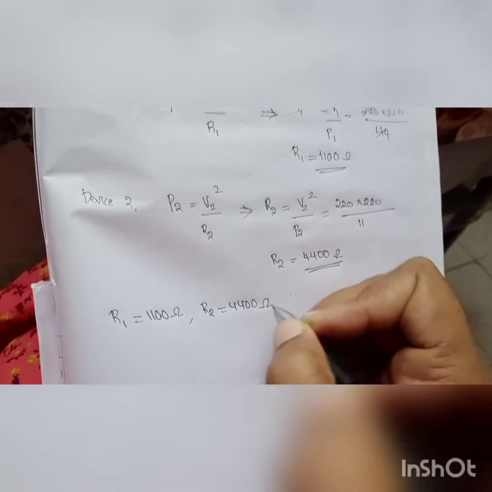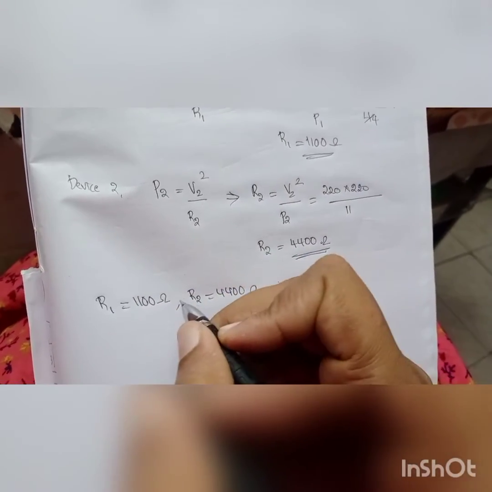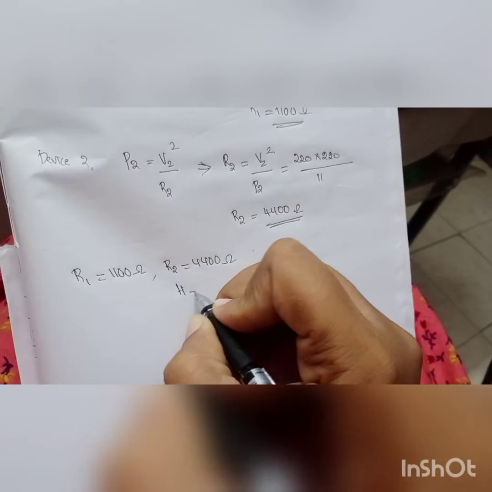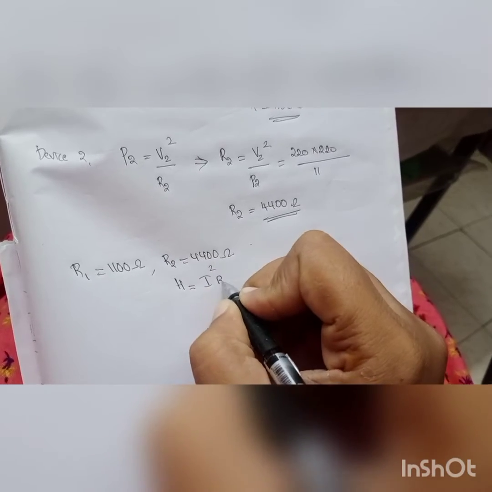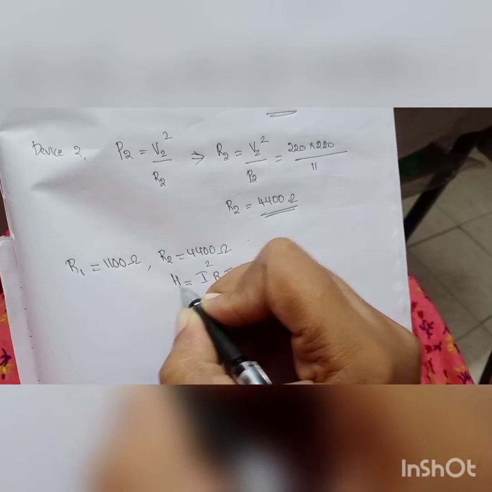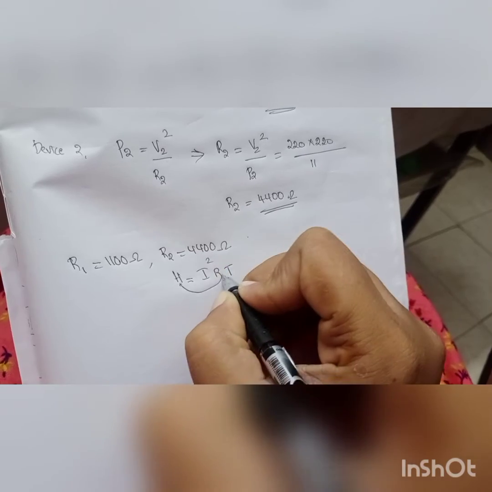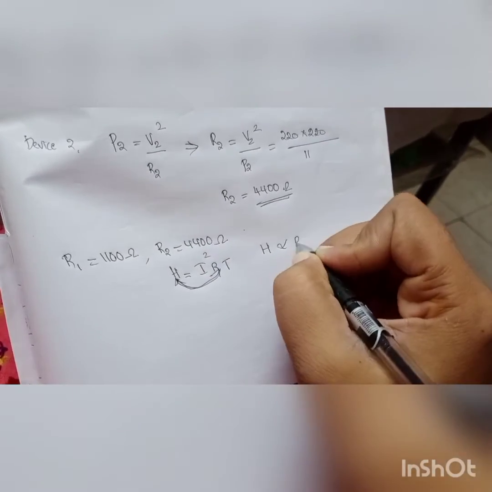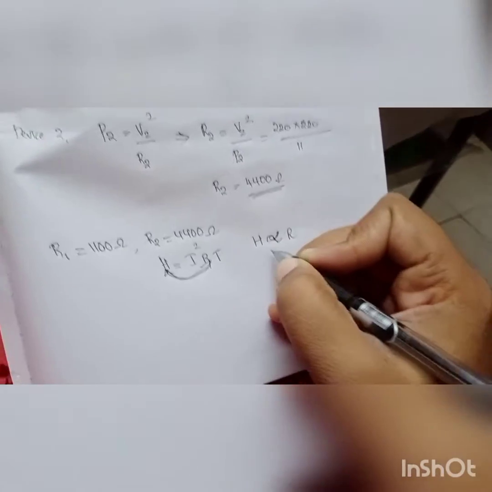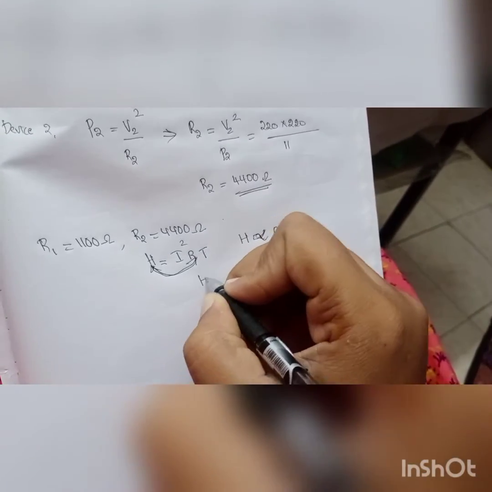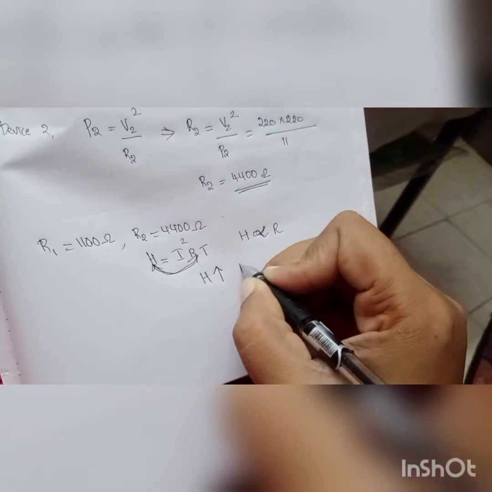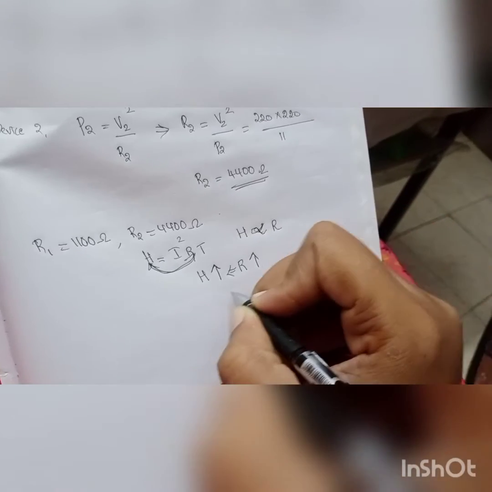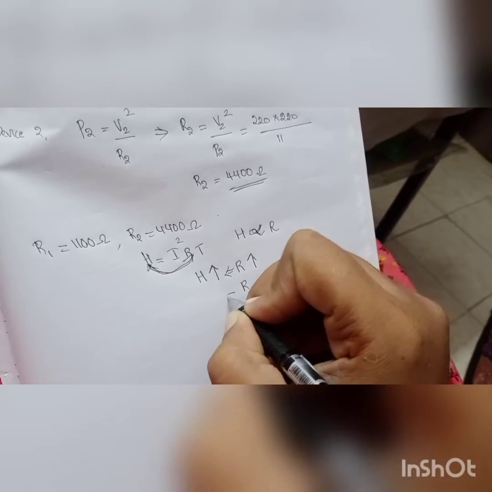So what you need to find out is which device will get burned easily. That is the question, right? And we know the equation for heat energy is I square RT. From this, how can we find the relation between H and R? H is directly proportional to R, right? Heat energy is directly proportional to the resistance. That means if the resistance is higher, heat energy will also be higher. If the resistance is lower, heat energy will also be what?